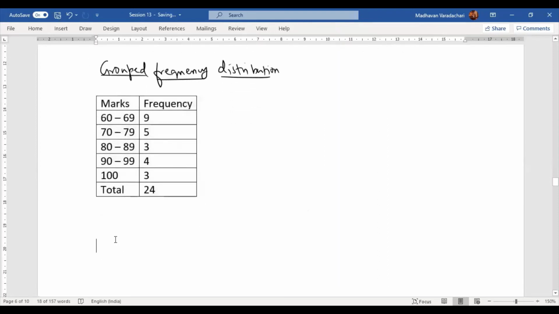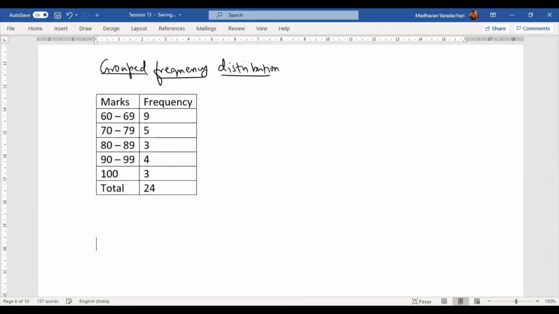Now let us understand what we mean by a continuous grouped frequency distribution.